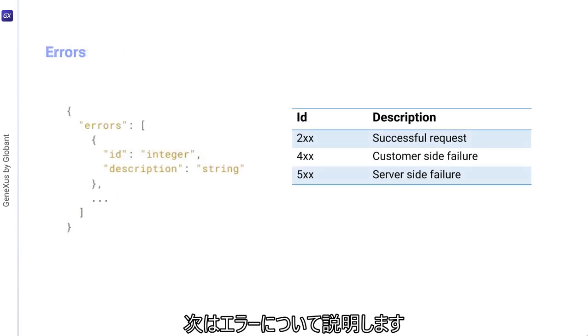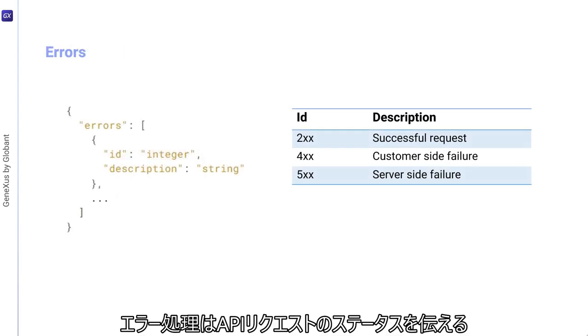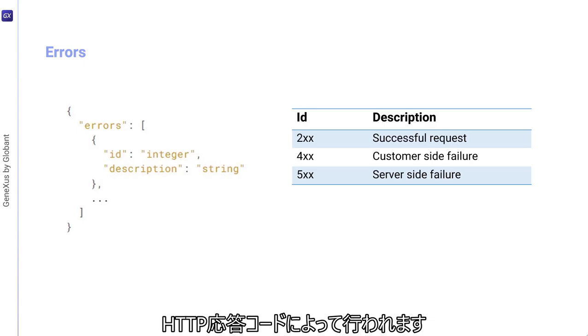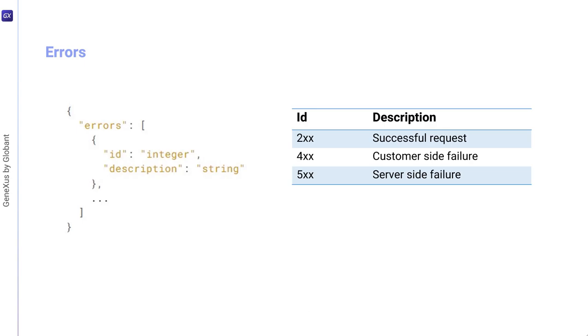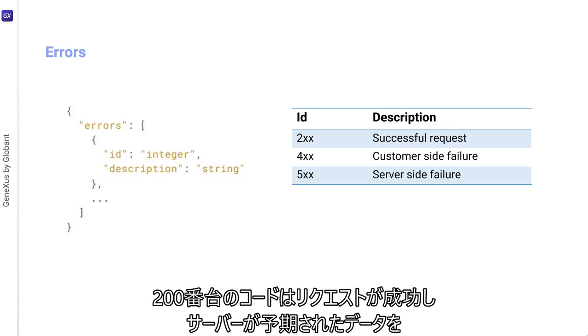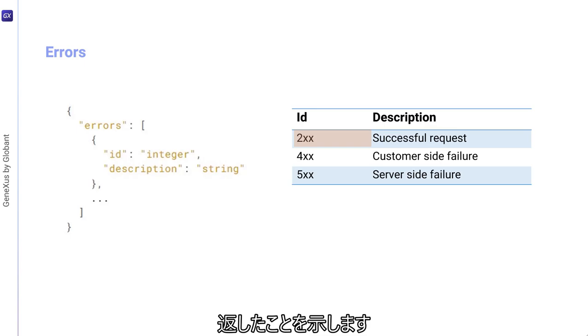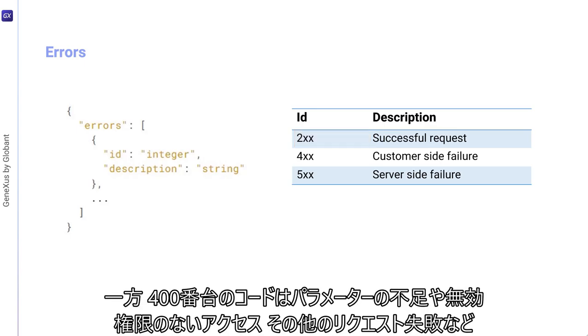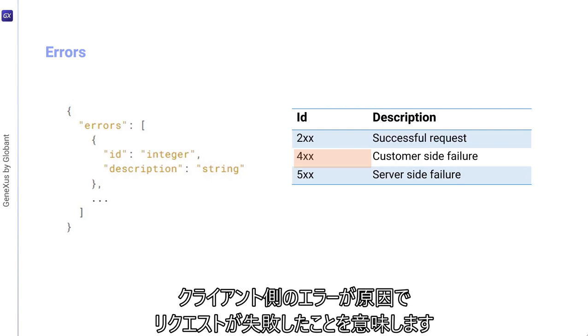Now let's talk about errors. Error handling is done through HTTP response codes, which communicate the status of an API request. Codes in the 200 range indicate that the request was successful and the server returned the expected data. On the other hand, codes in the 400 range mean that the request failed due to a client-side error, such as missing or invalid parameters, unauthorized access, or any other request failure.